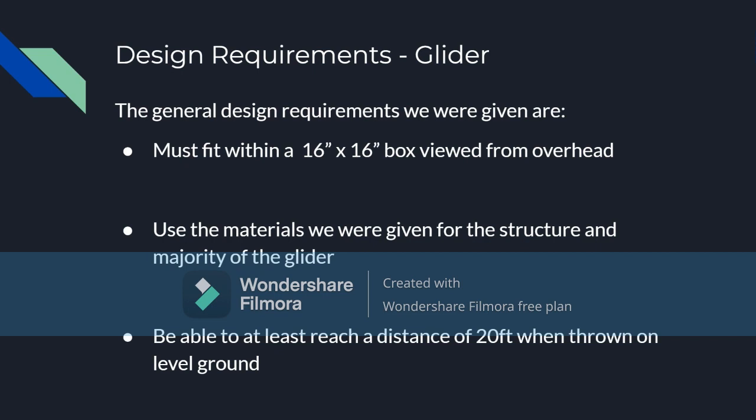Design requirements for the glider. The general design requirements we were given are: it must fit within a 16 by 16 inch box viewed from the overhead, use the materials we were given for the structure for the majority of the glider, and be able to reach at least a distance of 20 feet when thrown on level ground.